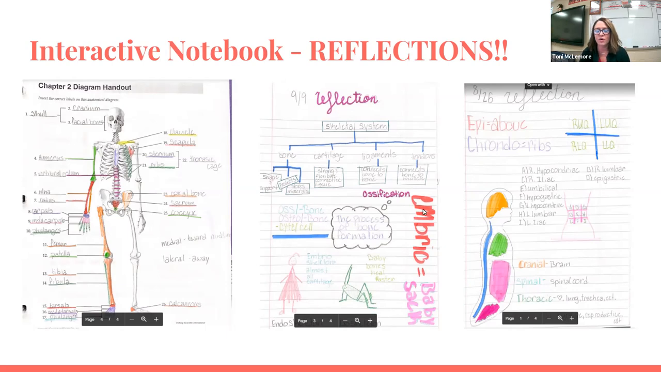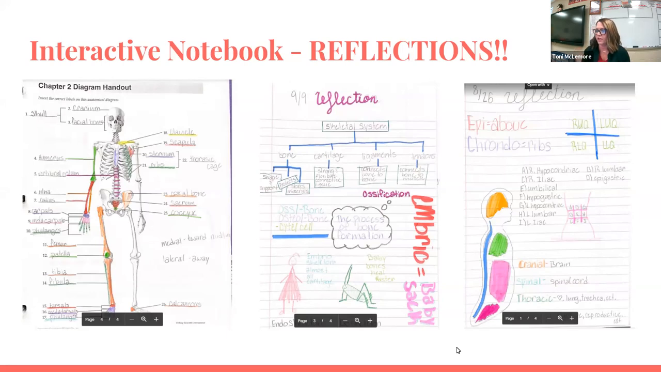So this is also what I use as my exit ticket for the day, because I walk around and I see what they're putting on their reflection. So I can tell if they were listening. If they have any questions, they'll ask me as I'm walking around. And so I can tell if they're catching on to what we're talking about or if not. And so this one on the right, she drew her quadrants up here, and then she has her body cavities here, and I encourage them to use color.